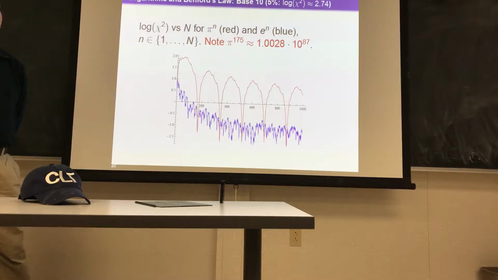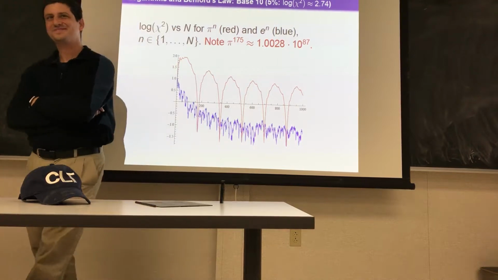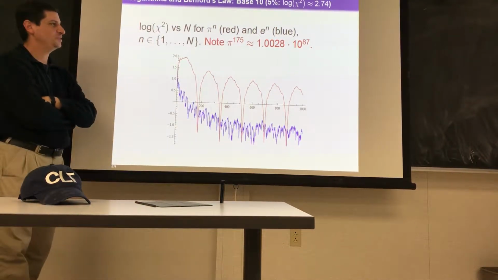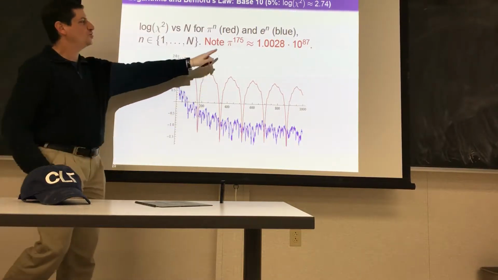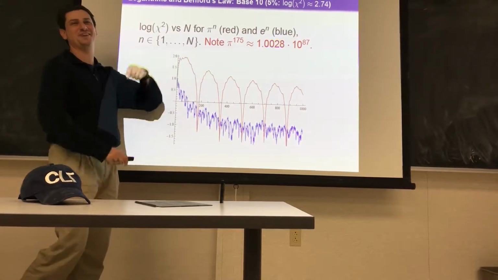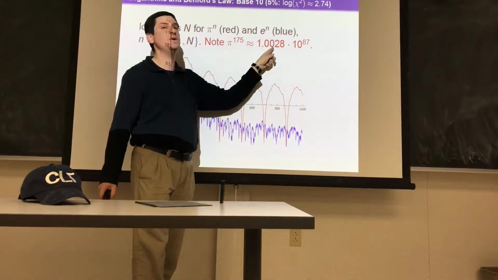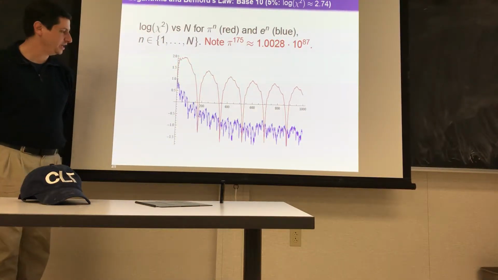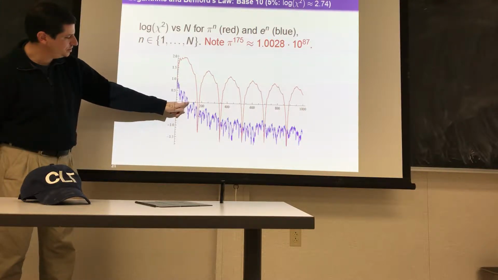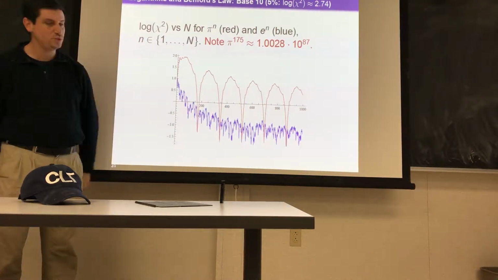Pi to the 175 is 1.0028 times 10 to the 87. So what that means is every time you increase by 175, it is essentially the same as padding by 87 zeros. In fact, it's much better than 2 to the 10. 2 to the 10 was 1.024. This is 1.0028. And if you look at this, this is 100, here's 200, this is 150. This does look more like 175, almost right between the two.